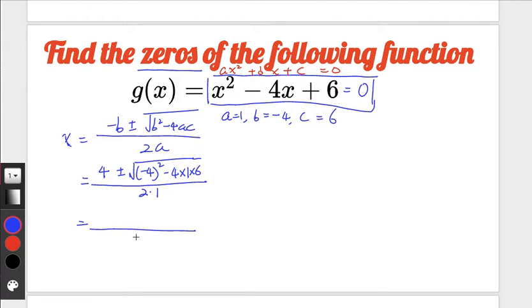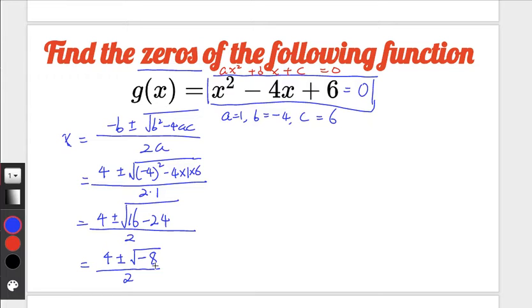So let's do some mental math. 2 times 1 is 2. -4 squared, which is -4 times -4, is 16. 4 times 1 is 4. 4 times 6 is 24. So the final answer we are going to deal with is 4 plus or minus the square root of 16 minus 24, which is -8.